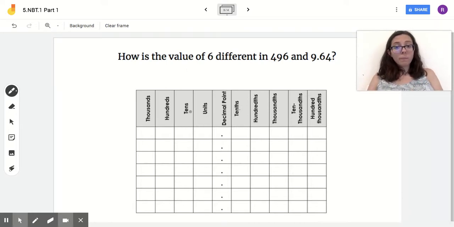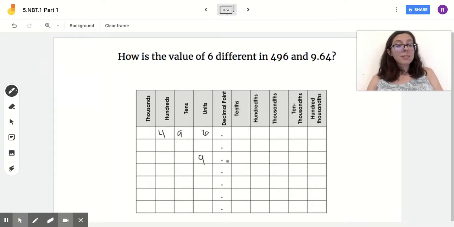So for 496, I put my 4 in the hundreds, my 9 in the tens, and my 6 in the ones. Now I'm going to do it right here. 9 and 64 hundredths. Again, this decimal point tells me that this 9 is in the ones place because we always have the ones place directly to the left of the decimal.